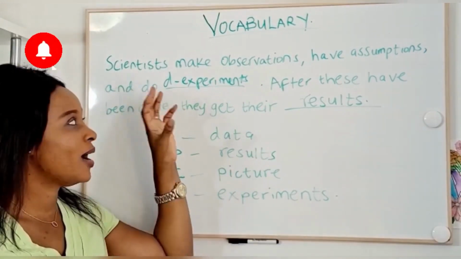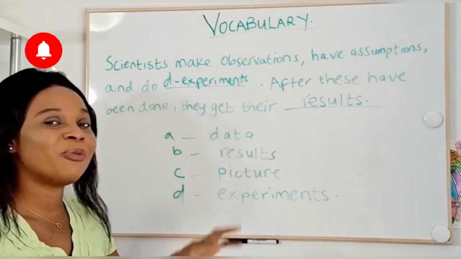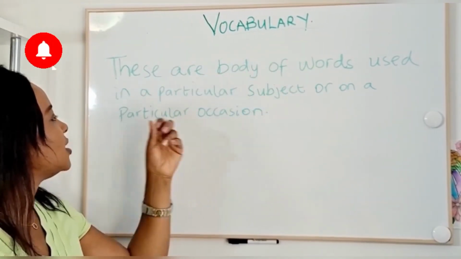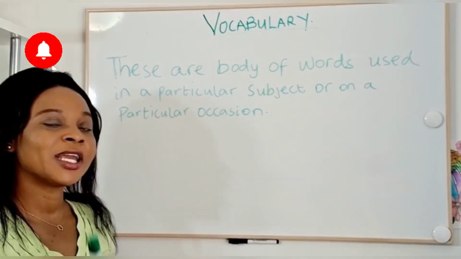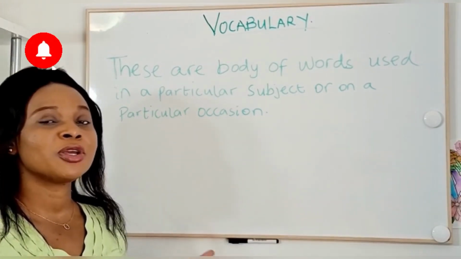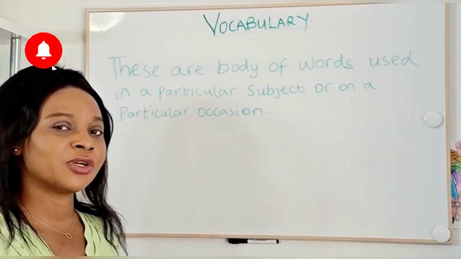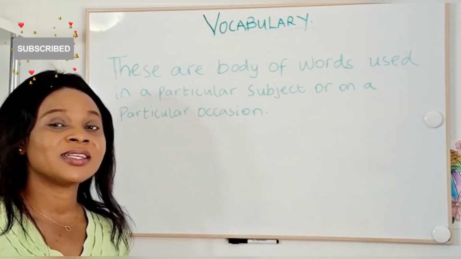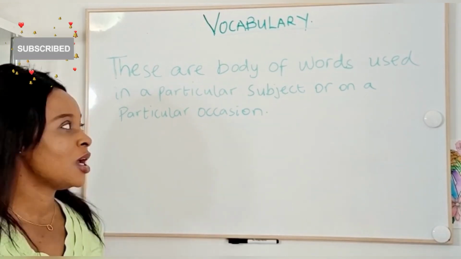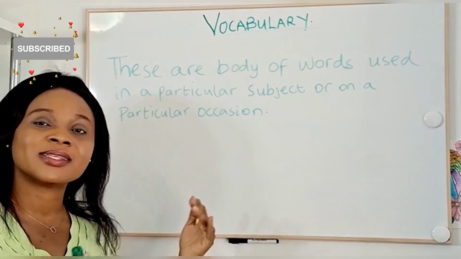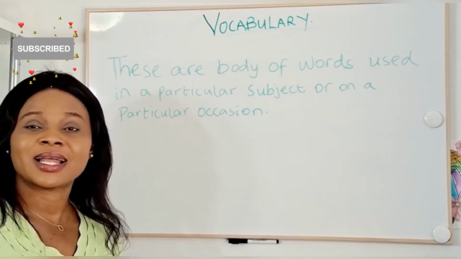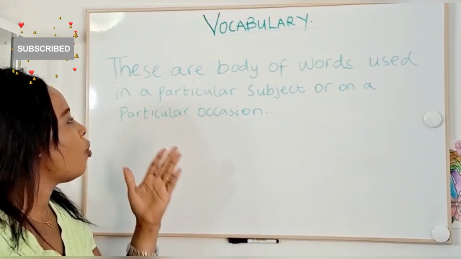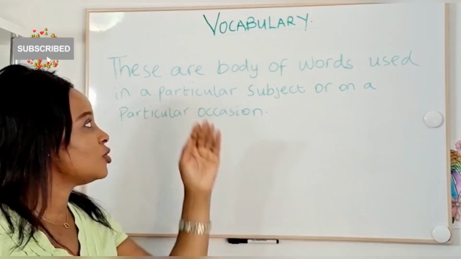Now, I'm going to go ahead and explain what vocabulary is with the help of this example. Vocabulary is a body of words used in a particular subject or on a particular occasion. So taking you back to the first example I shared, you saw me use words like experiment, you saw me use words like results. Now, I didn't use picture because it's not photography. When we talk about photography, then we can see things like images, we can see things like pictures. When we talk about science, we saw things like experiment, like data, like solution, like results. Those are words that are used in particular subjects. That is what vocabulary is.